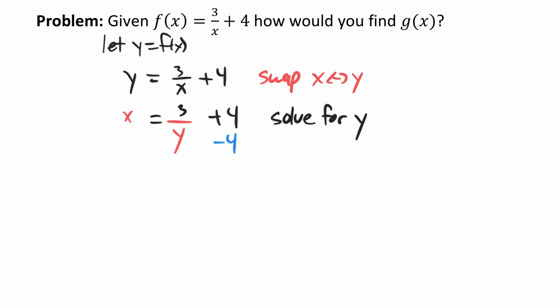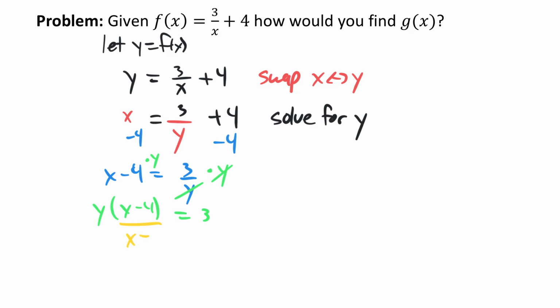We can subtract 4 from both sides, so we get x minus 4 equals 3 over y. Then we could multiply both sides by y. That's going to give you y times (x minus 4) equals 3. We could divide both sides by x minus 4. And that's going to give you y equals 3 over (x minus 4). Now this function here, which we're going to begin to call f inverse, the opposite of f, will indeed be the function that we're looking for. 3 over (x minus 4) will work.